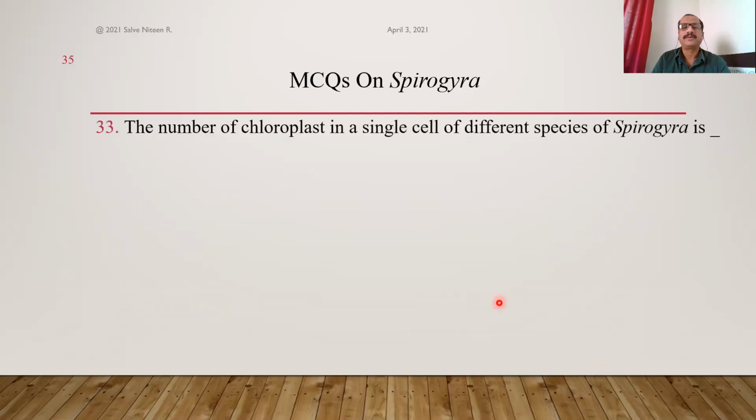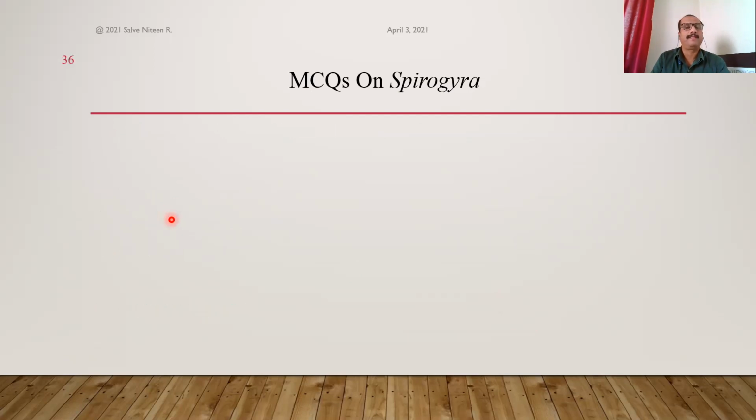The number of chloroplasts in a single cell of various species of Spirogyra: how many chloroplasts are there in a single cell? This number varies from species to species. So here the option is 1 to 16. 1 to 16 chloroplasts can be found in a single cell of different species of Spirogyra.